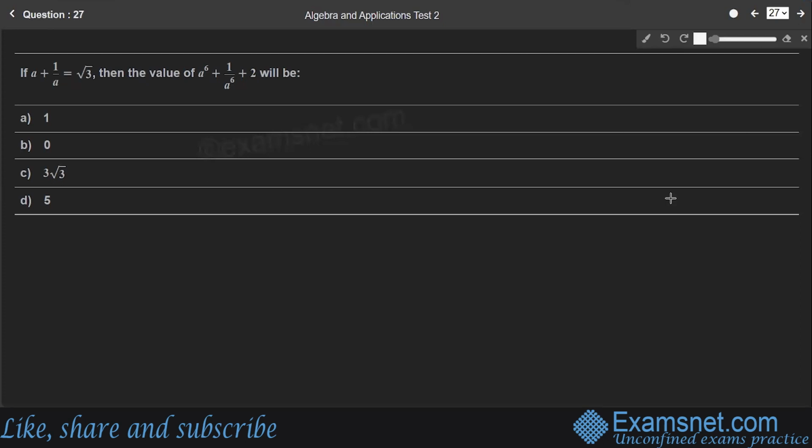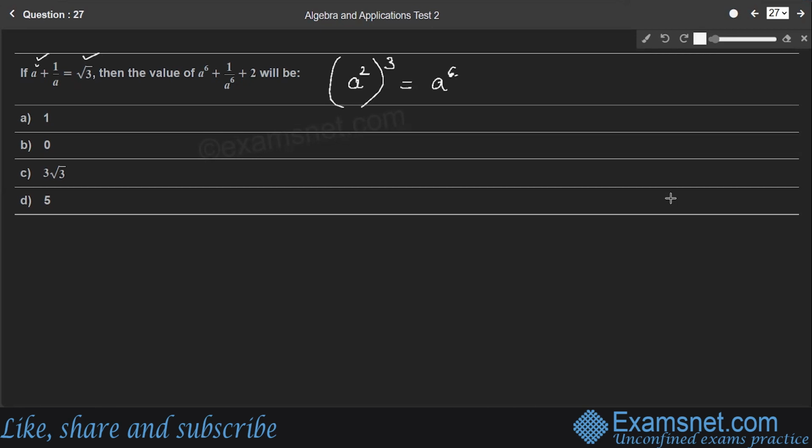Question 27. If a plus 1 by a is equal to root 3, then the value of a raised to 6 plus 1 by a raised to 6 plus 2 will be. Here students, the powers of a and 1 by a are 1 itself in the given equation. So let us raise the power of a to 2. That means convert this a to a square. Later you can convert this a square to a raised to 6 by cubing. So a square whole raised to 3 becomes a raised to 6.